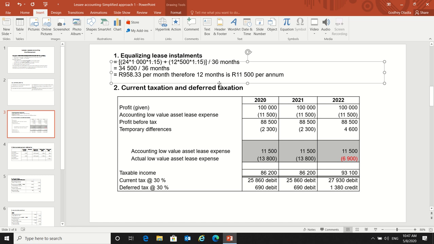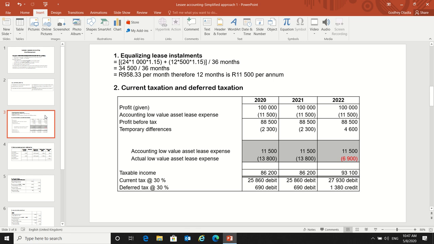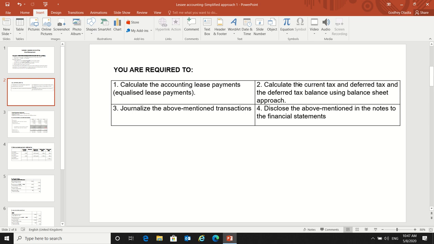And remember that in this case you are doing the equalization. Since it is non-qualifying, you must do it including VAT. You see, when it is qualifying, you do it excluding VAT. Right. So that is your number 1 in this case, where you've addressed the equalization here. You must remember that. Okay. Number 2, it's the tax pattern. Again, calculate current tax, deferred tax, and the deferred tax balance using the balance sheet approach method.